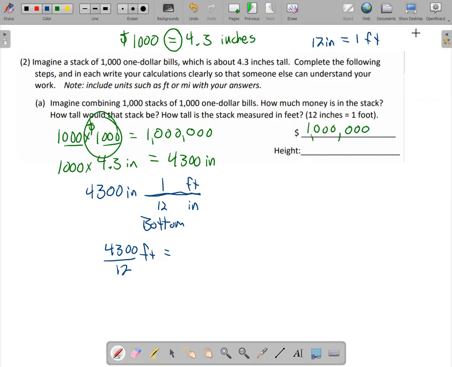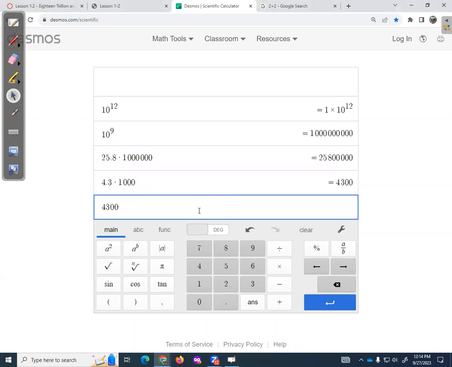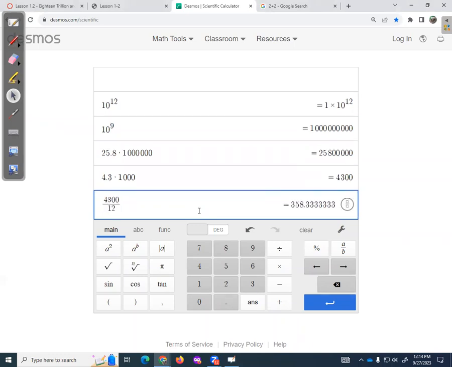How many decimal points do you want us to go back? Good question. Let me get there. So 4, 3, 1, 2, divide by 12. So 3, 5, 8, 3, 3, 3. And some calculators will show more threes than that. It depends on the calculator.